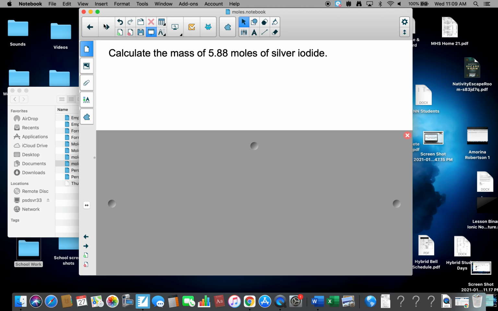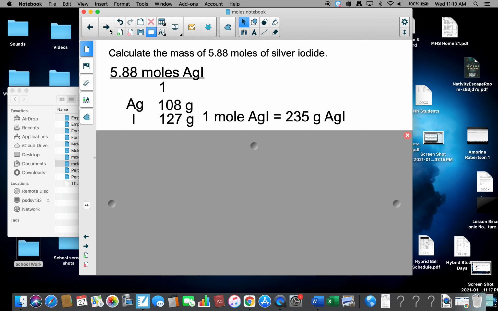Calculate the mass of 5.88 moles of silver iodide. Again, we want to get a formula now. Silver, Ag, iodide, I, oxidation number silver plus 1, iodide minus 1. So we get 5.88 moles of AgI, and that's over 1. Because it's mass, and that's a compound, we're going to need to find formula mass. Let's take silver and iodine. Atomic mass of silver, 108 grams. Iodine, 127 grams. Remember, we used amu when we were talking about molecules. We're talking masses, we use grams. Add them together, we get that 1 mole of AgI is equal to 235 grams of AgI.